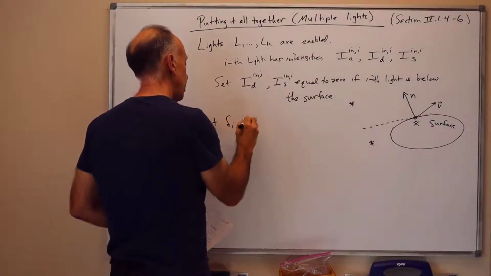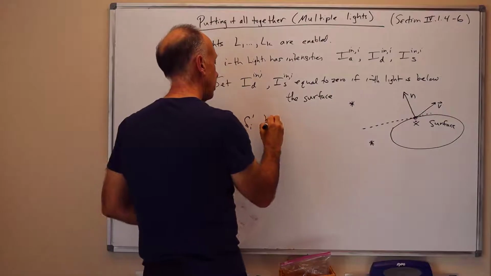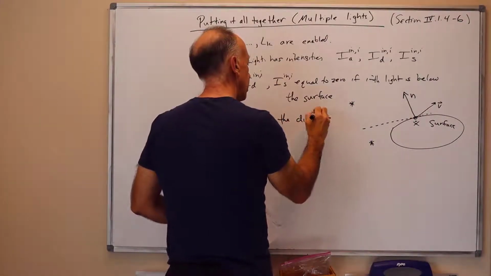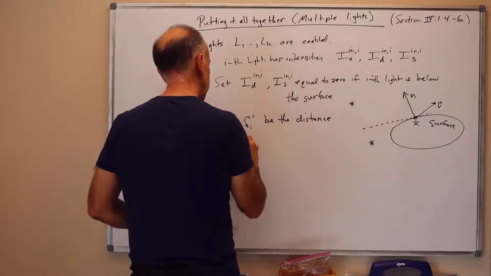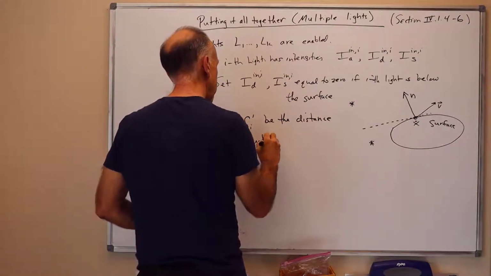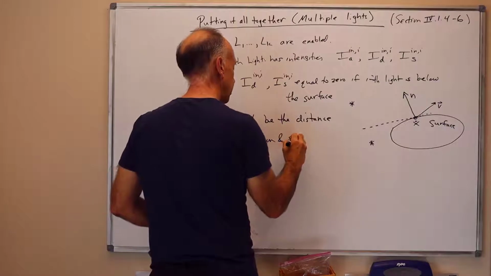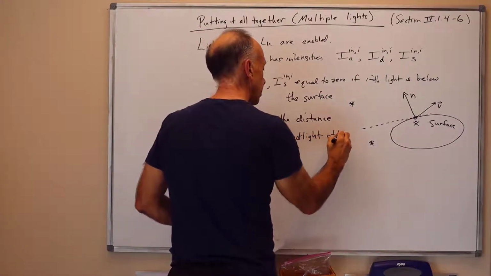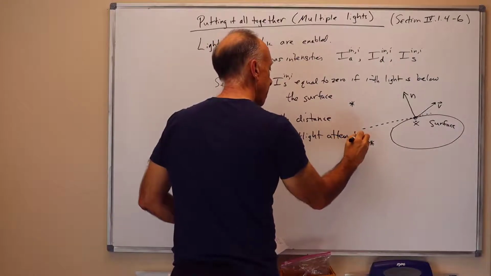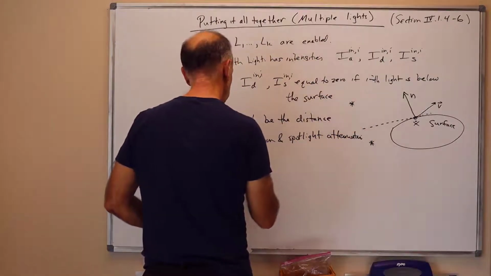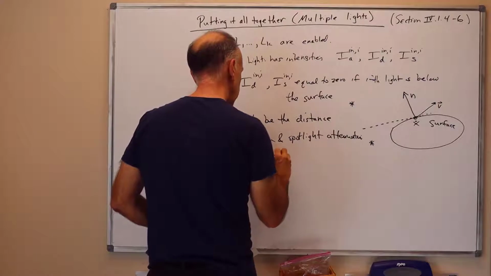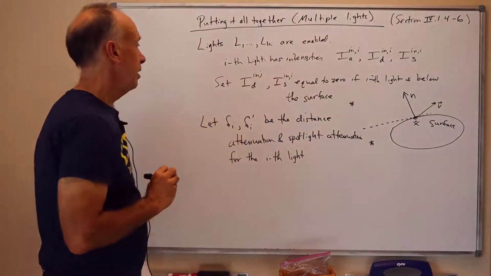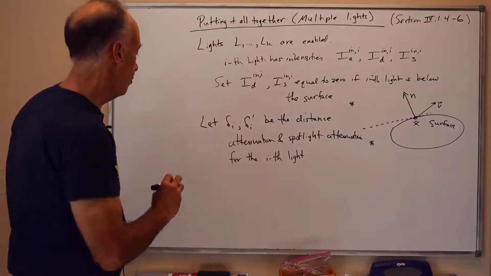We let delta^i and delta'^i be the distance attenuation and spotlight attenuation for the ith light.